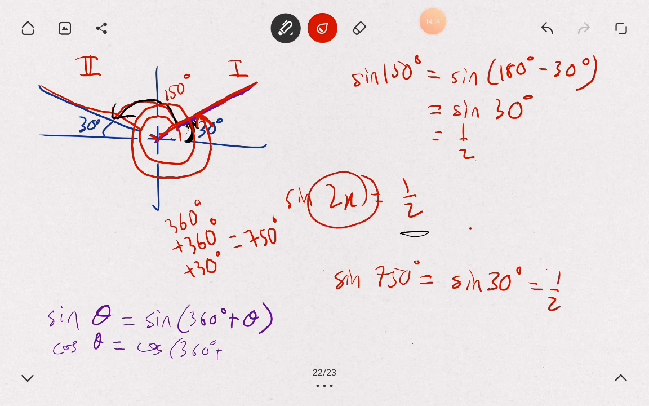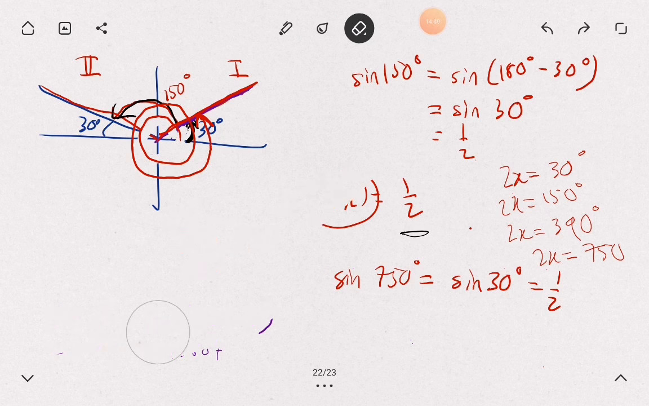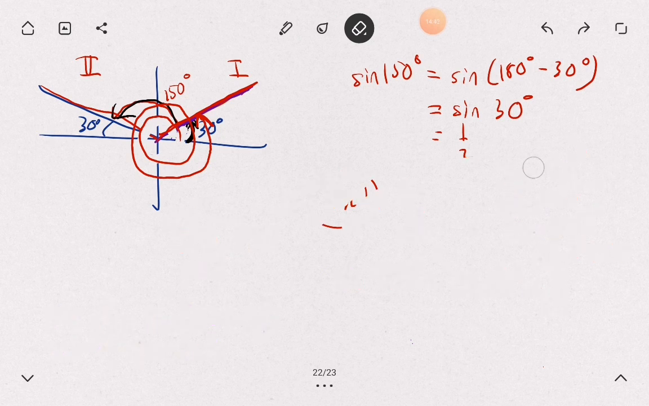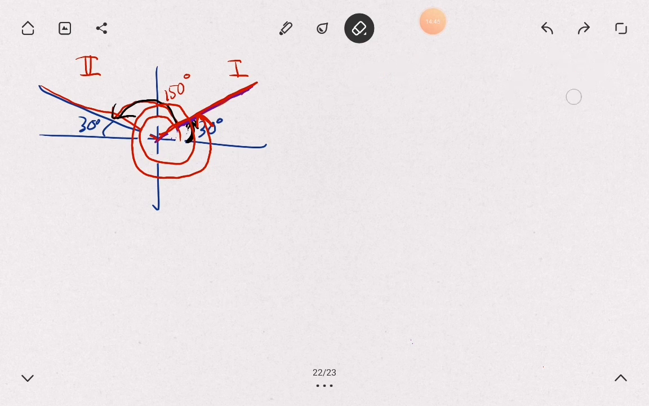So this 2x here can be a lot of numbers. You can go as many rounds as you want. So this 2x can be 30, can be 150, it can be 390, can be 750, it can be a lot of things. We cannot say, okay, I can do 100 rounds and then I get another answer. You don't want to write hundreds of answers on your exam paper. So what they'll normally do is, they will say maybe sine 2x equals 1 over 2.